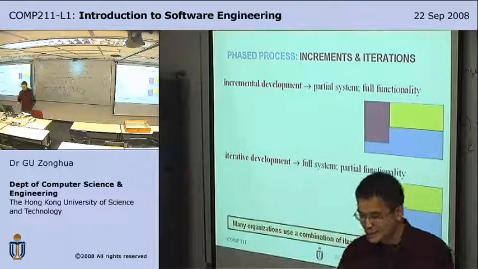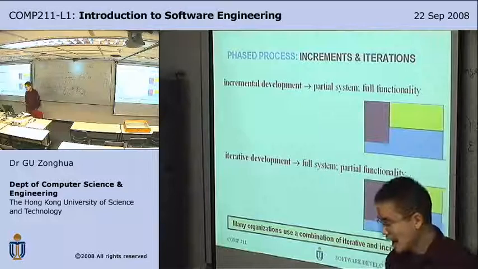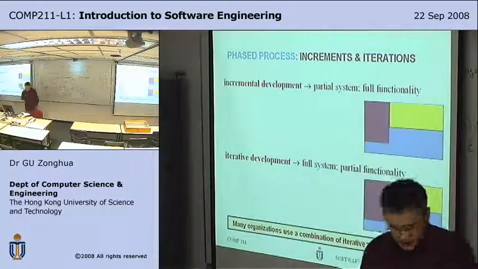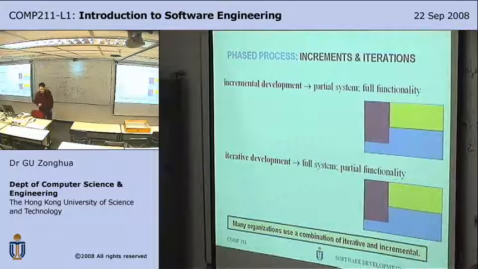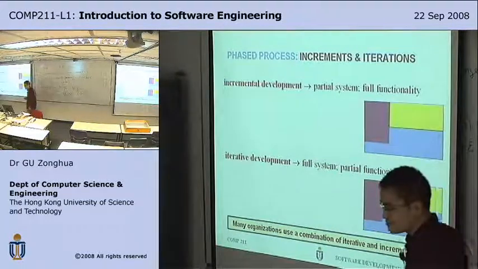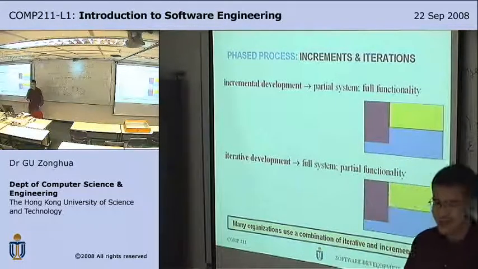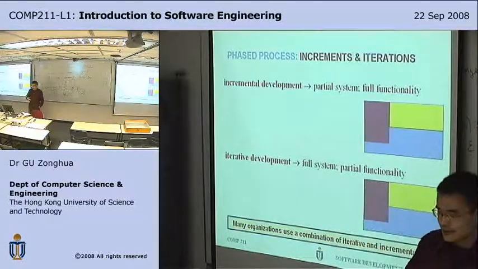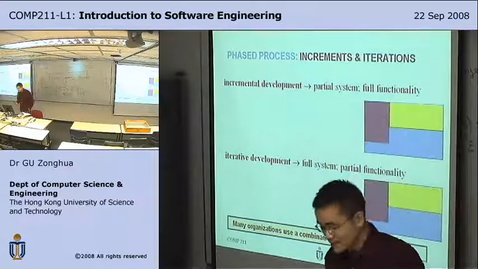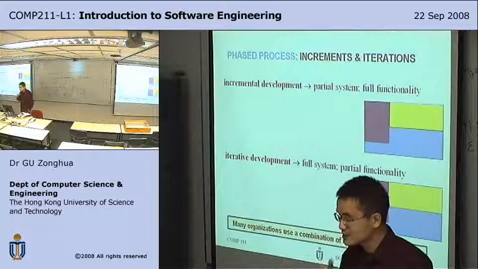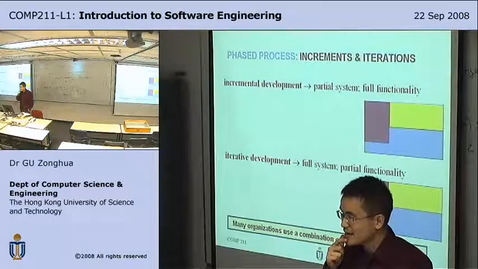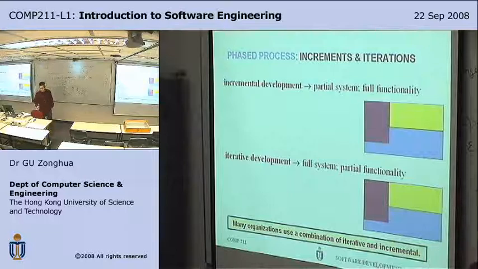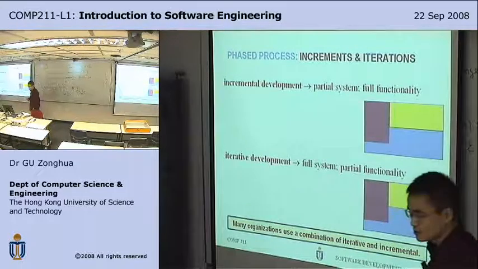So many organizations use a combination of iterative and incremental. So I think for, say, the web browser example, I think it's an iterative development, because with every release of the web browser you can do everything, right? But every new release enhances, makes it better, right? For incremental development, I can't think of any example of incremental development. So for most commercial software, they're using iterative.